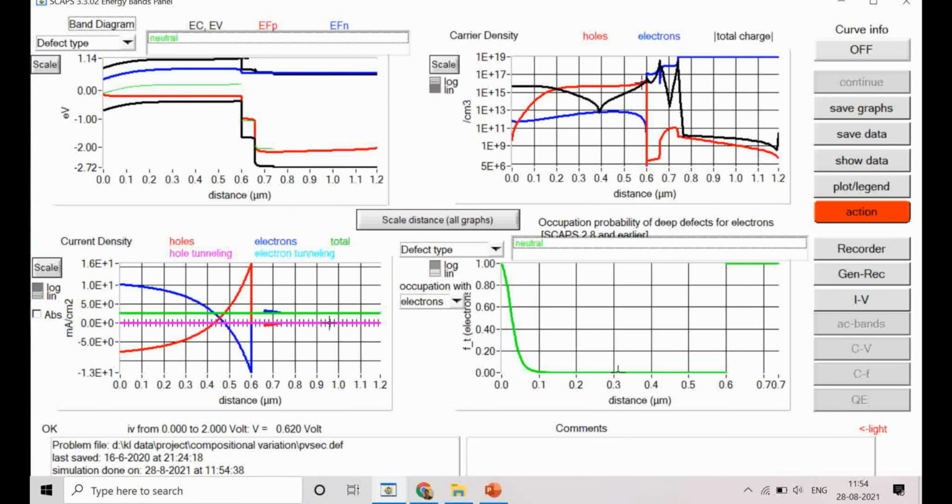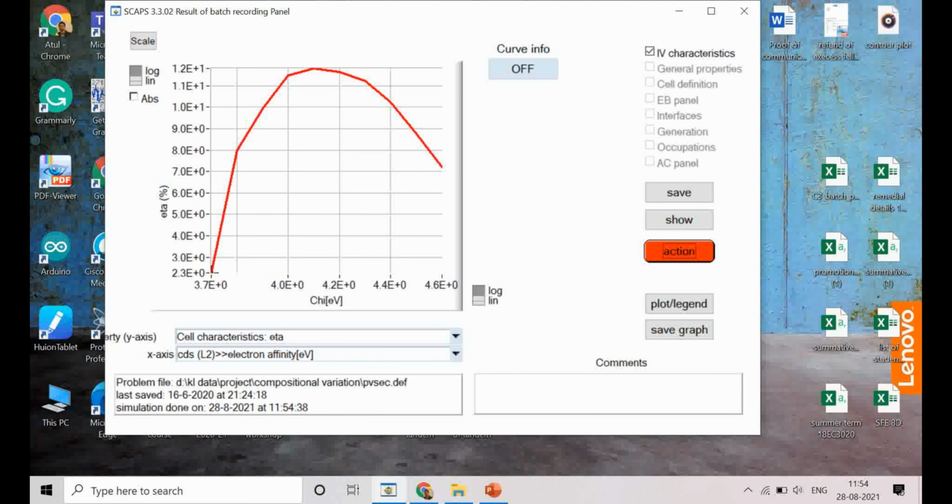So the simulation is completed. Now just go to recorder, and you can see the efficiency as a function of the electron affinity of the CDS layer. As the electron affinity of CDS increases, efficiency increases. At a particular point, the electron affinity starts having a negative impact and efficiency starts decreasing. So only a certain value of electron affinity is suitable.